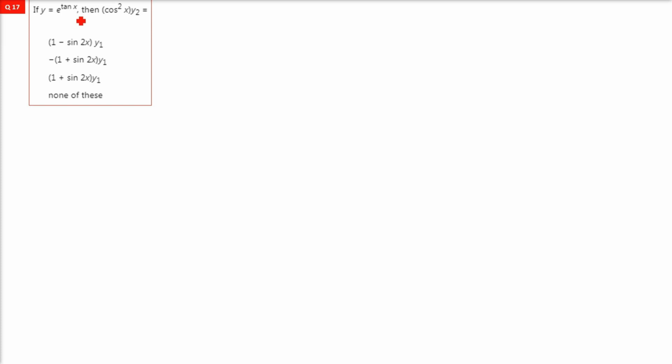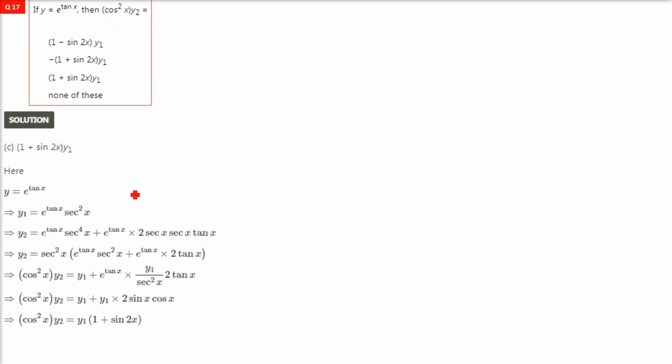Y is equal to e to the power tan x, then cos square x into y2. For reference I have provided the solution, but we'll do it, and most of the time the solution which I provide is different from the solution I give for reference. So let us see. There may be multiple ways to solve it, but the result has to come in one of the 4 options. So y is this one, dy by dx, that is y1 we are calling it, is e to the power tan x, and differentiation of tan x is going to be sec square x.